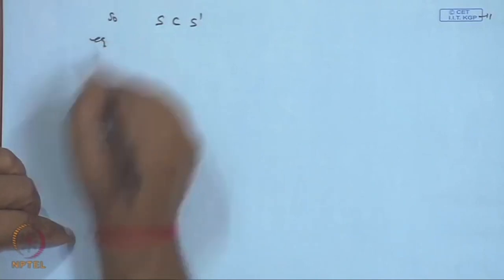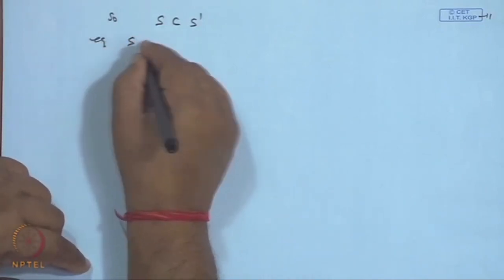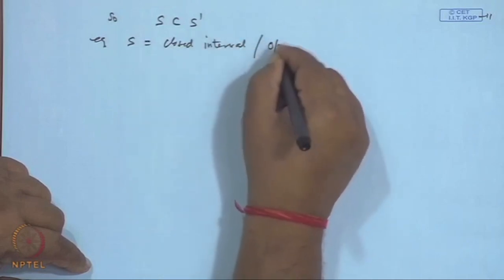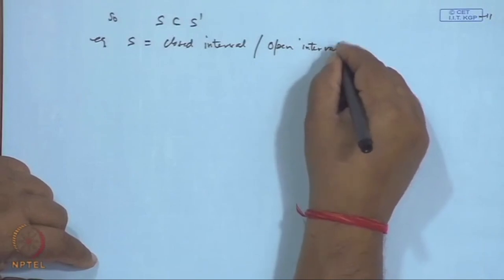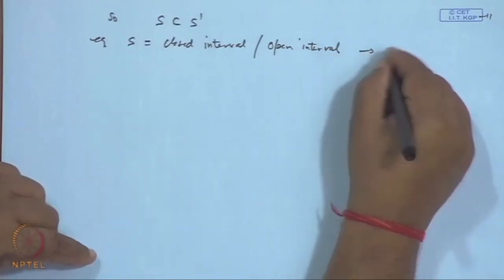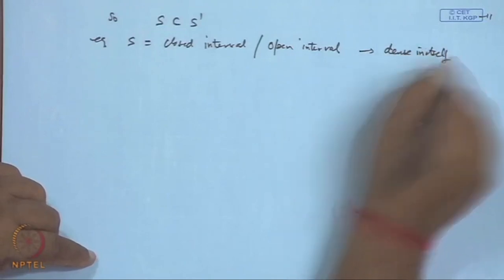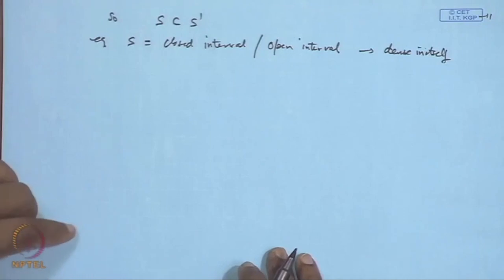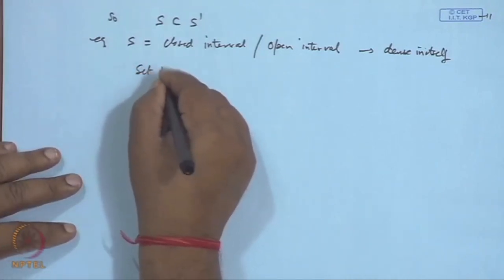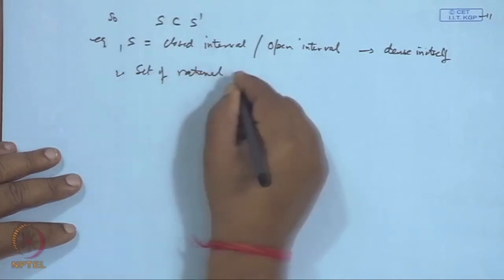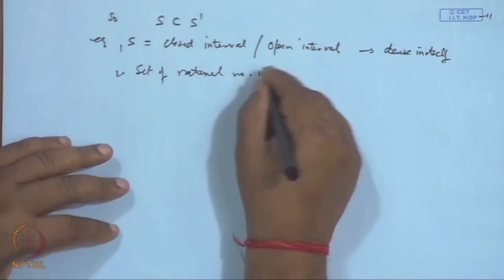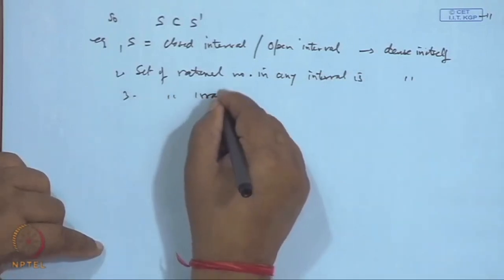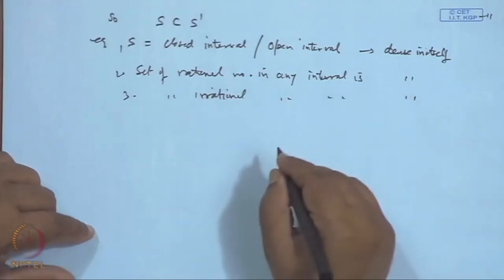Thus, for example, if we take the set S as closed intervals, or all may be open intervals, these are all dense in itself. Then the set of rational numbers in any interval is dense in itself. The set of irrational numbers in any interval is dense in itself, and like this.